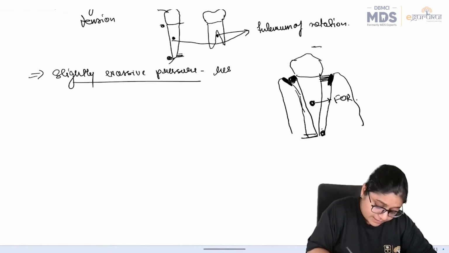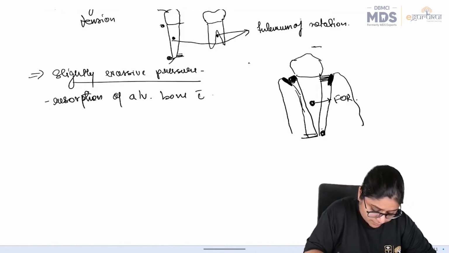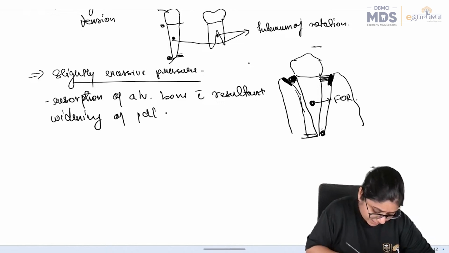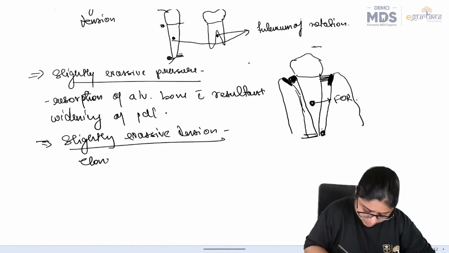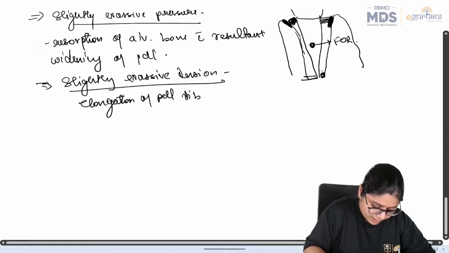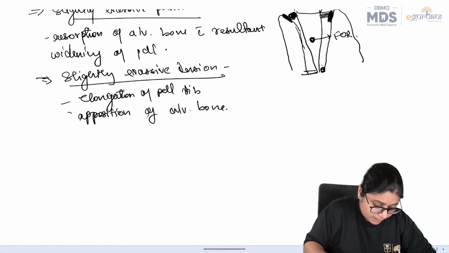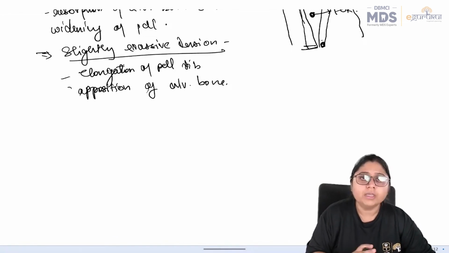So if there is slightly excessive pressure, what will happen? There will be resorption of alveolar bone with resultant widening of the PDL. At the area where there is slightly excessive tension, there will be elongation of PDL fibers, and so there will be apposition of alveolar bone. In the area of greater pressure, when slightly excessive forces are acting on the tooth, there will be zones of resorption. There will be zones of bone formation.